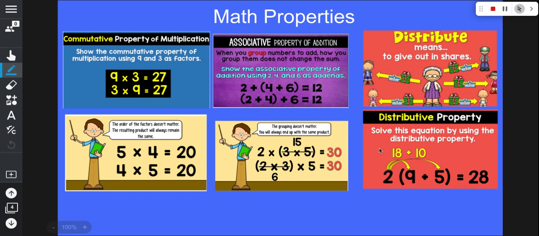And the last one is distributive property. This one is passing out property. We are going to pass out. Now we have this 2 next to a parenthesis. When a number is next to a variable or a symbol, it means we're multiplying. So we can pass the 2 times to the 9 and the 2 times to the 5. So 2 times 9 is 18. 2 times 5 is 10. And then there was an addition symbol between them, so we add them together and we get 28.